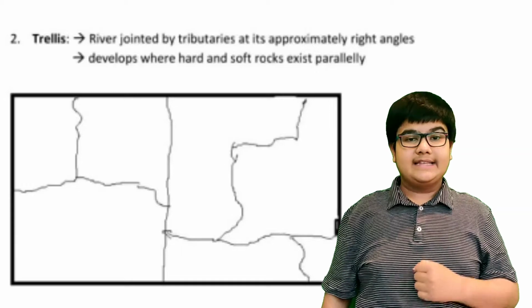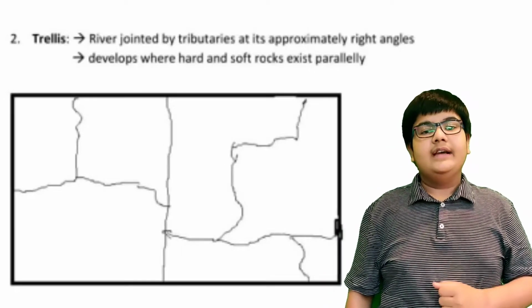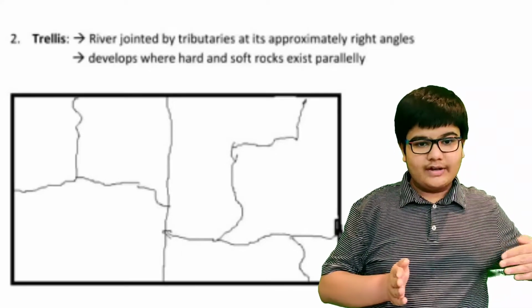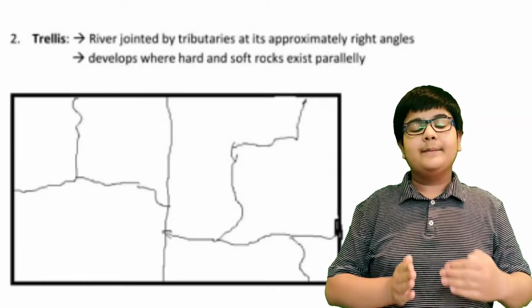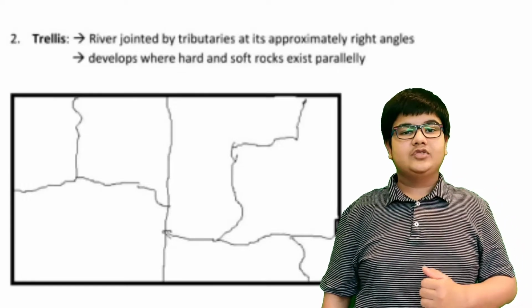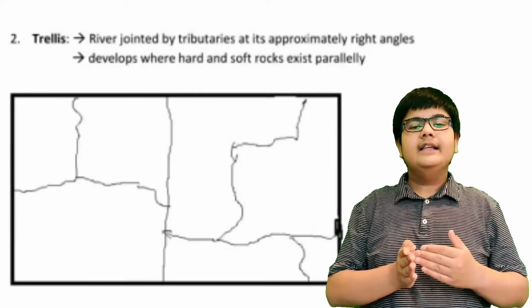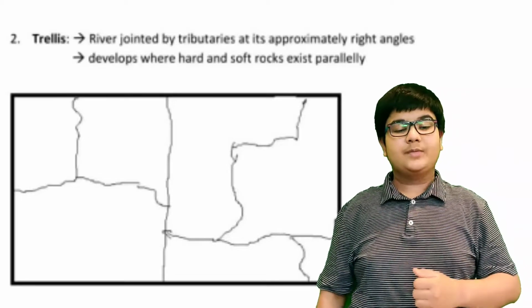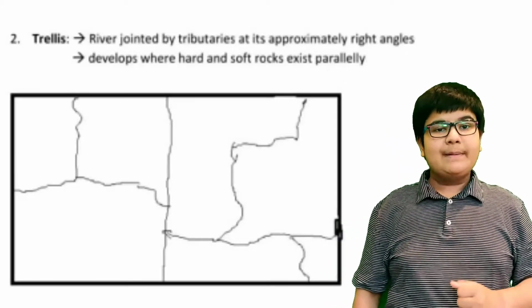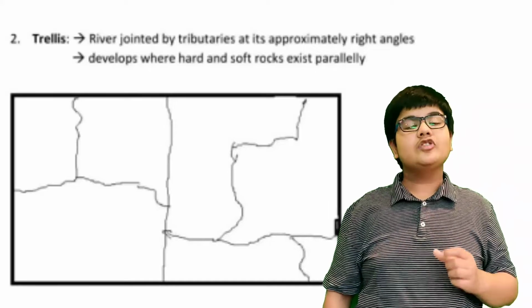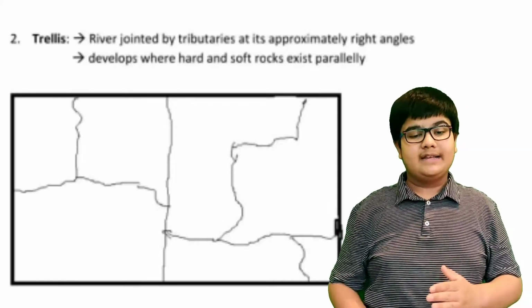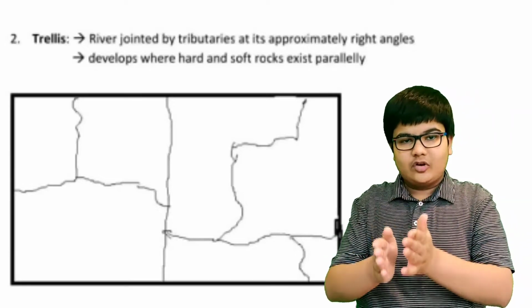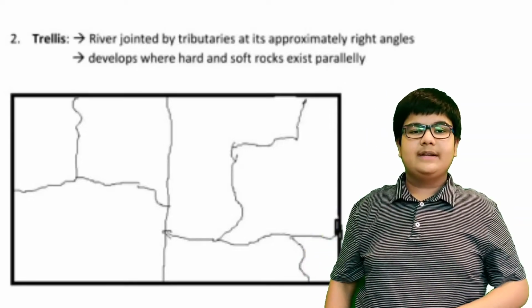Second, trellis. In this pattern, the river is joined by its tributaries at approximately right angles. So at approximately 90-degree angle, the river is joined by its various tributaries. Now this pattern develops where hard and soft rocks exist parallelly. So one layer of hard rock, then soft, then again hard. Similar like that.